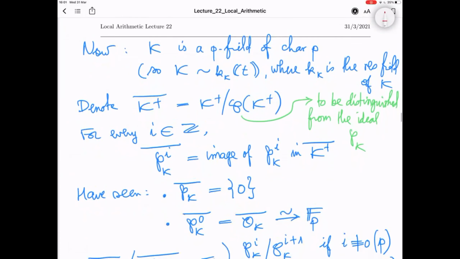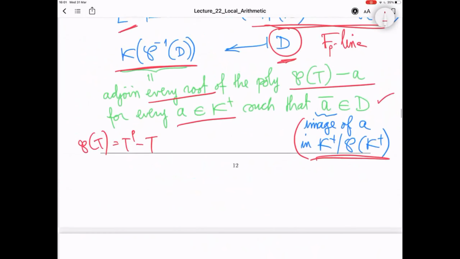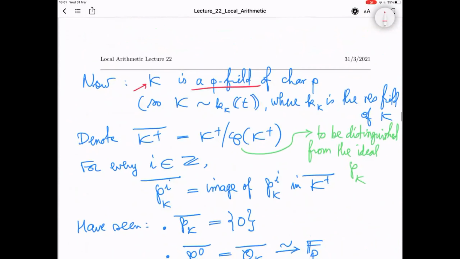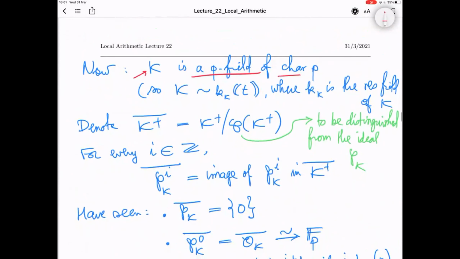So this was for an arbitrary field K of characteristic P, right? Now let's come back to our P-adic field K, but assume that it is of characteristic P. So it's really isomorphic to the Laurent series field with coefficients in the residue field.